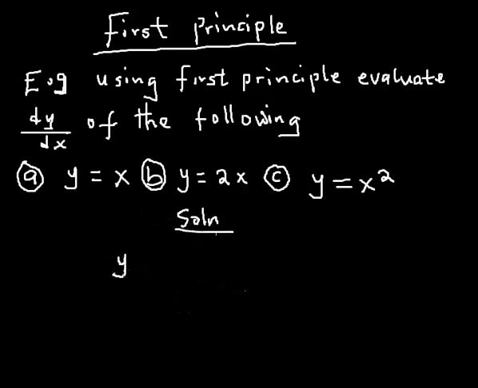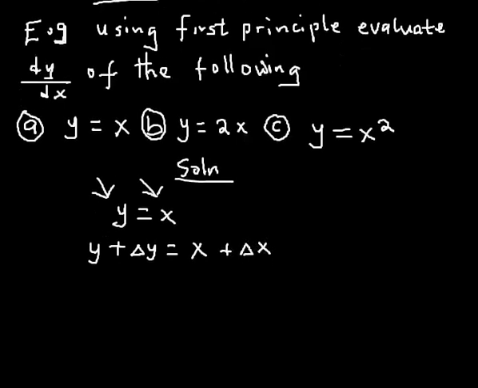Remember, the function here is y is equal to x. If I need to find the derivative of this function, which is dy dx, using the first principle, then I need to introduce change. Already this function doesn't have change, so I need to introduce change to both the dependent variable and the independent variable. So I'm going to introduce change y plus change in y, and also do that to the x variable: x plus change in x.